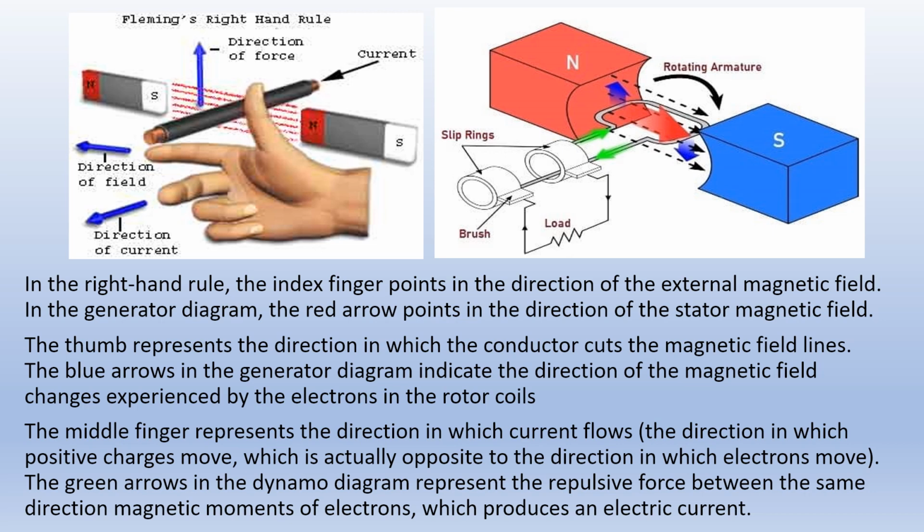The blue arrows in the generator diagram indicate the direction of the magnetic field changes experienced by the electrons in the rotor coils. The middle finger represents the direction in which current flows, the direction in which positive charges move, which is actually opposite to the direction in which electrons move. The green arrows in the dynamo diagram represent the repulsive force between the same direction magnetic moments of electrons, which produces an electric current.